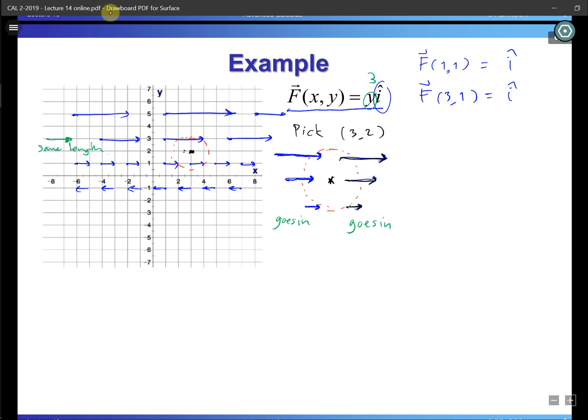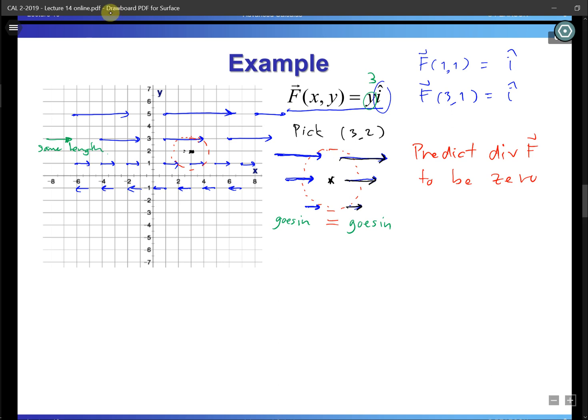So which means that we are going to predict the divergence of F to be 0. Why? Because the amount that goes in and the amount that goes out are equal. So let's check by using the formula.